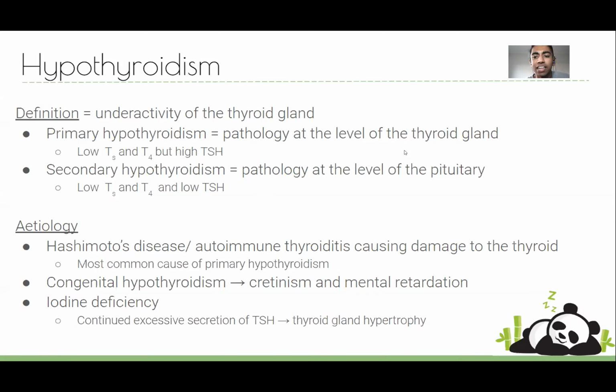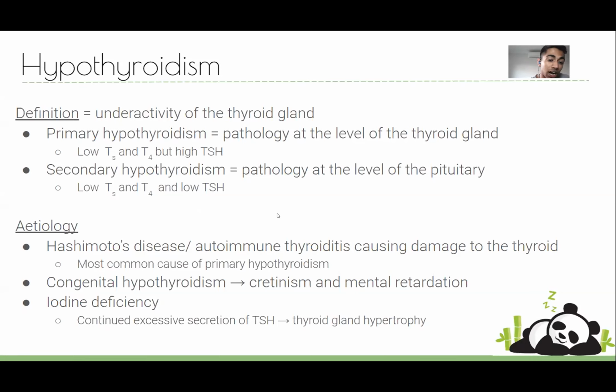If your pathology is at the level of the thyroid gland, so say the thyroid is messed up and is producing low amounts, it's still going to be stimulating our anterior pituitary to produce high levels of TSH, but our thyroid gland isn't going to respond to those high levels of TSH, and it's still going to produce low amounts of T3 and T4.